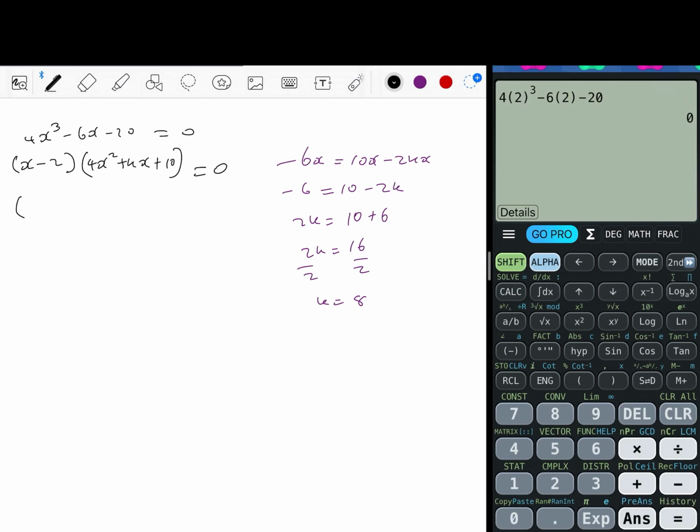So this is equal to 0. So you have x minus 2 and 4x squared plus 8x plus 10 is equal to 0.